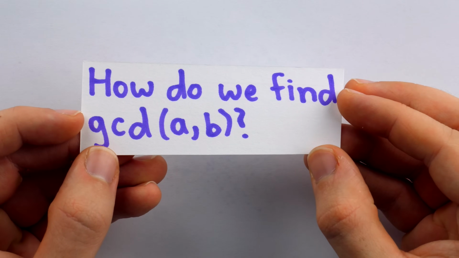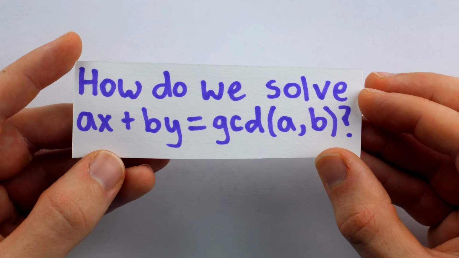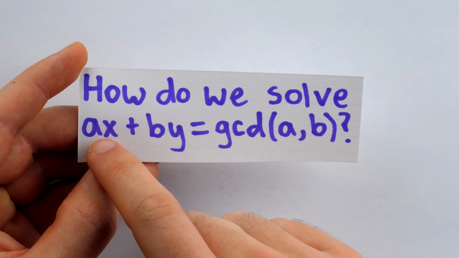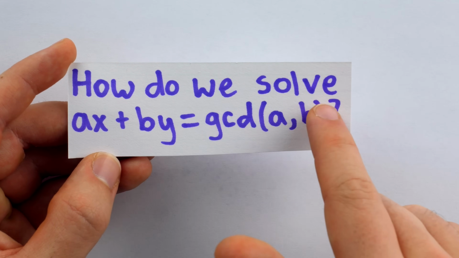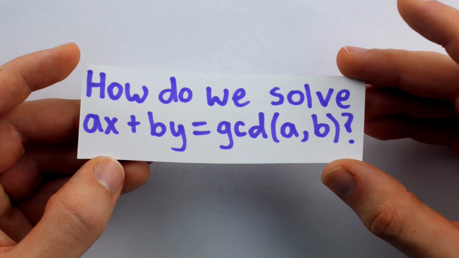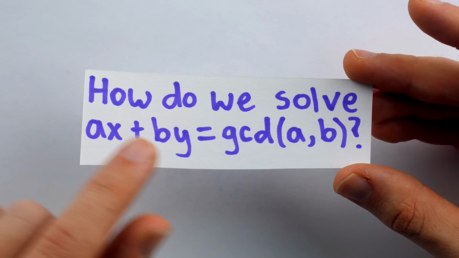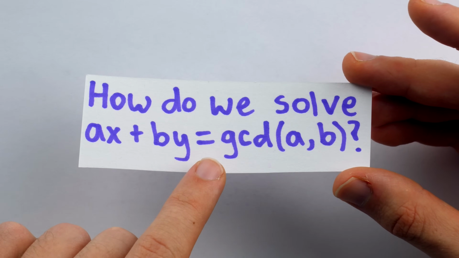So we know how to find the greatest common divisor of two positive integers. Now, what about the second question? How do we solve an equation like this? Ax plus By equals the greatest common divisor of A and B. Well, it turns out that once again, pretty much, we just use Euclid's algorithm. But for this, we need to use it in reverse.